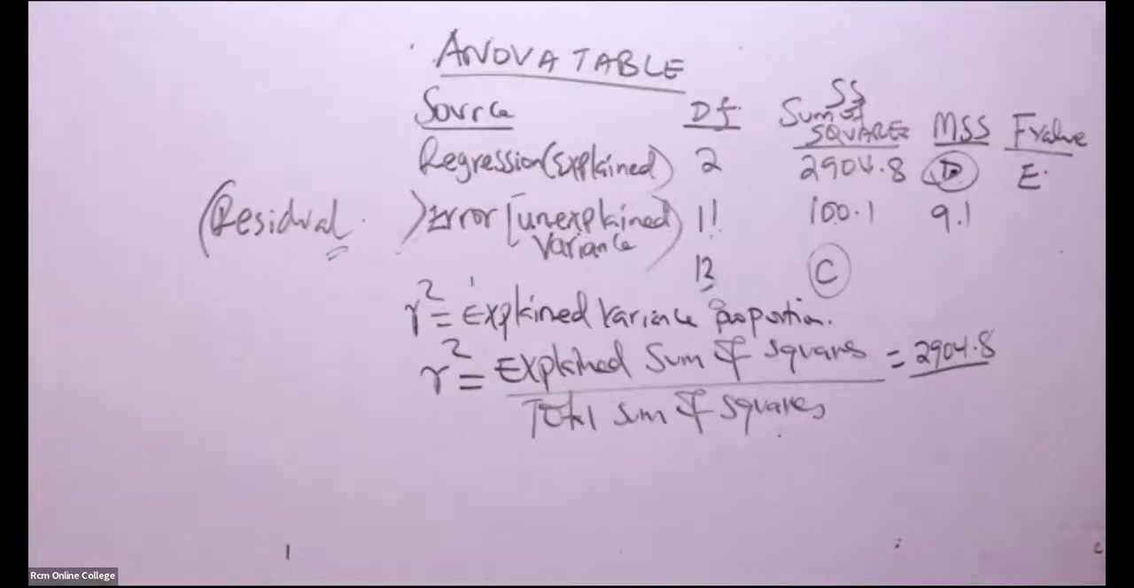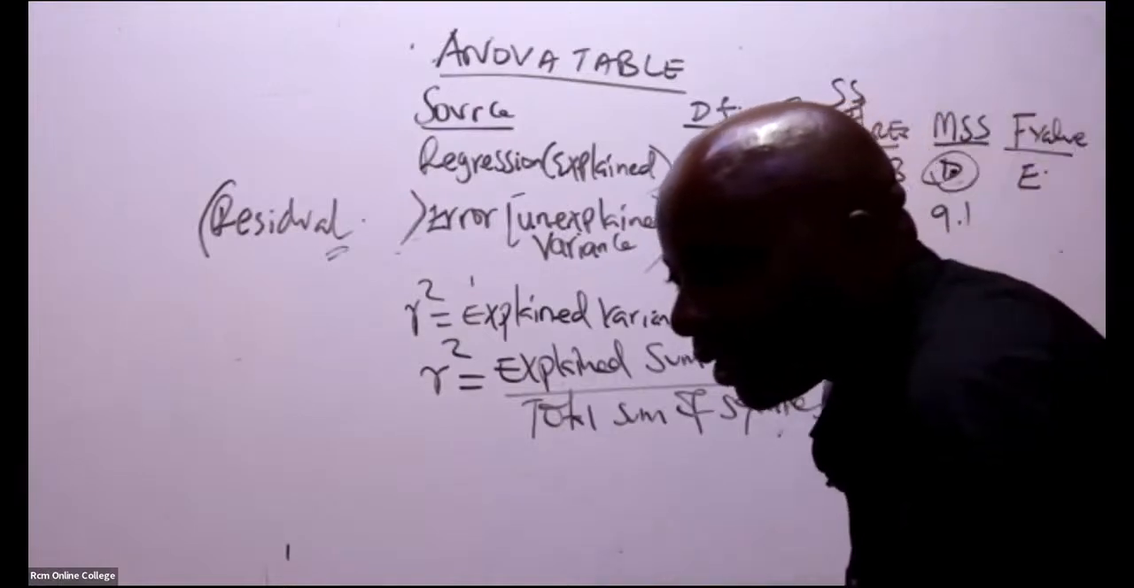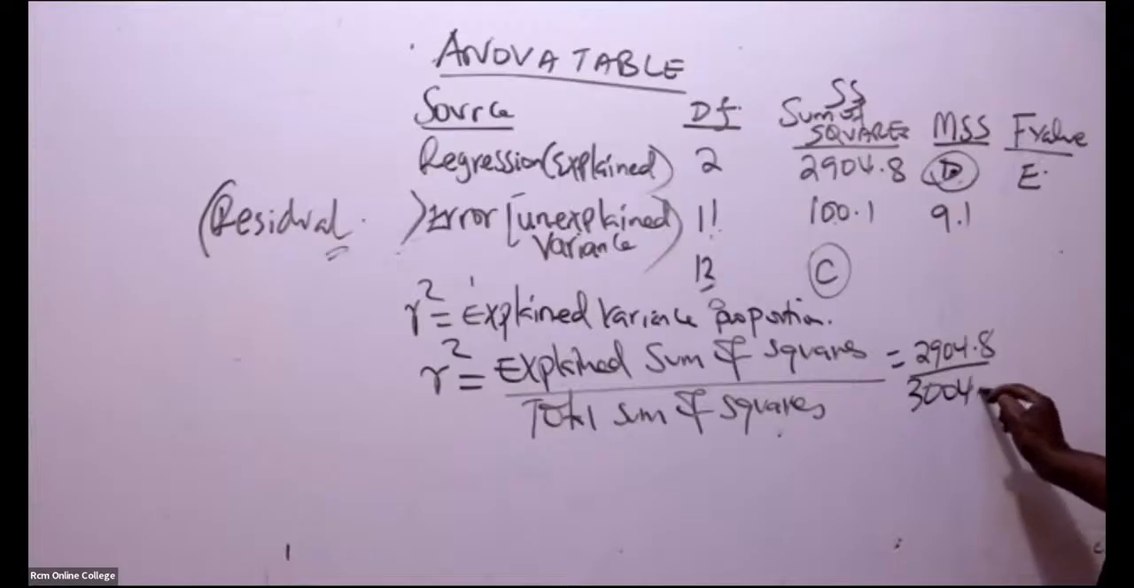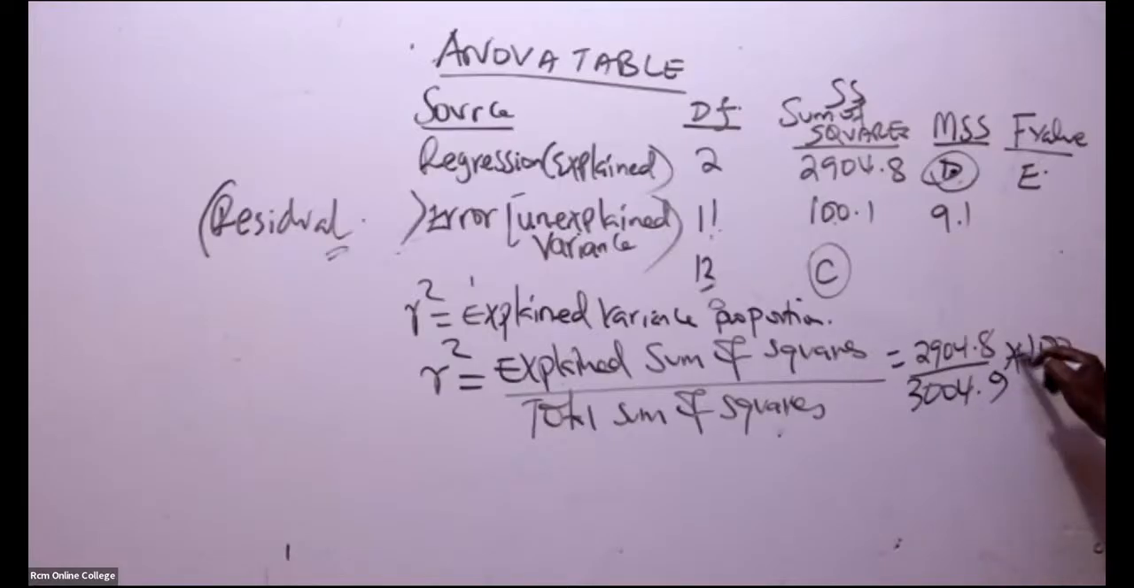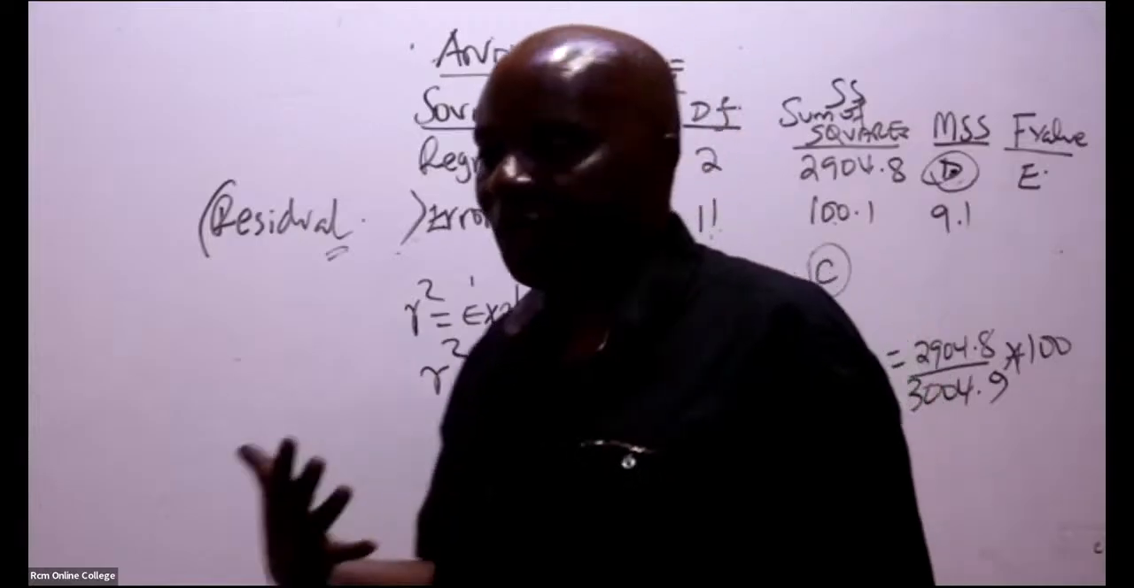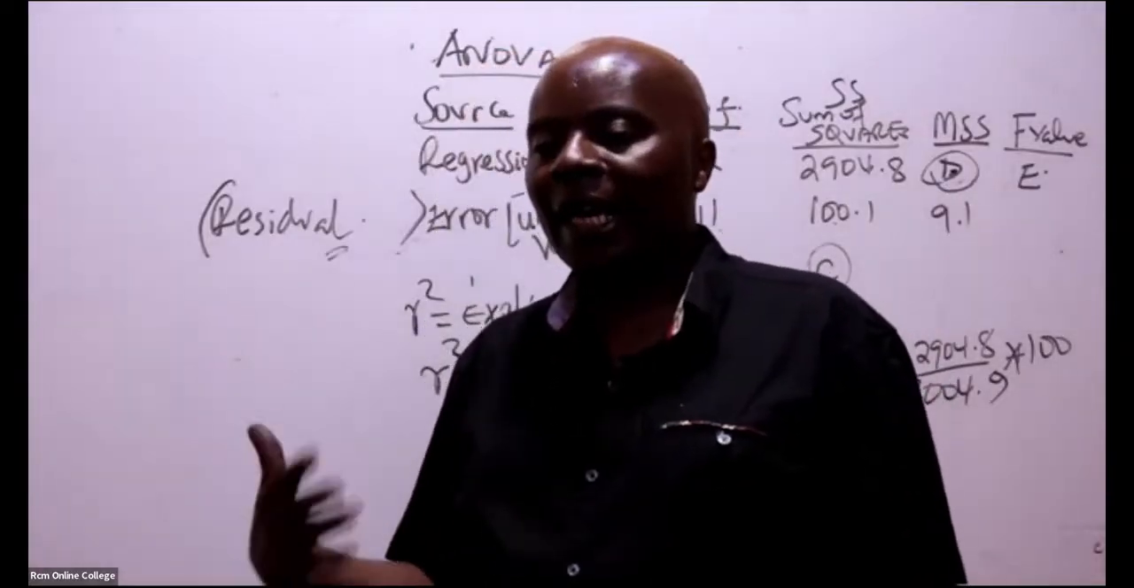So total sum of squares, is there somebody who can remind me this before I go back to what this student is asking? 3,004.9. So times 100, whatever answer you get, times 100. Could you kindly give me this answer? So the higher it is, the better. Because in this case, ladies and gentlemen, we would want to have higher explanations.